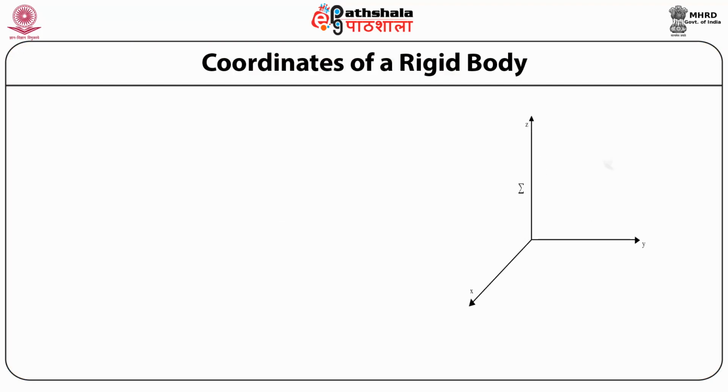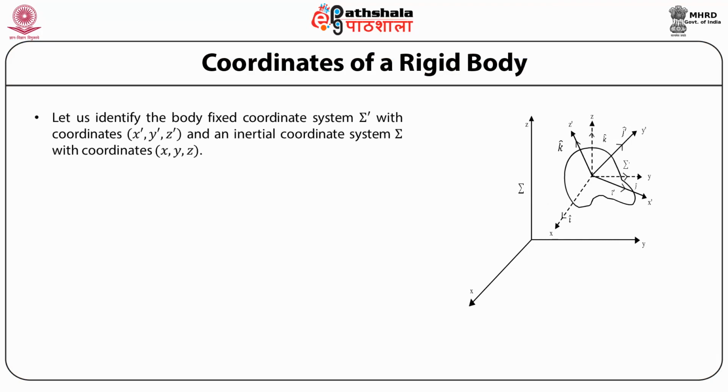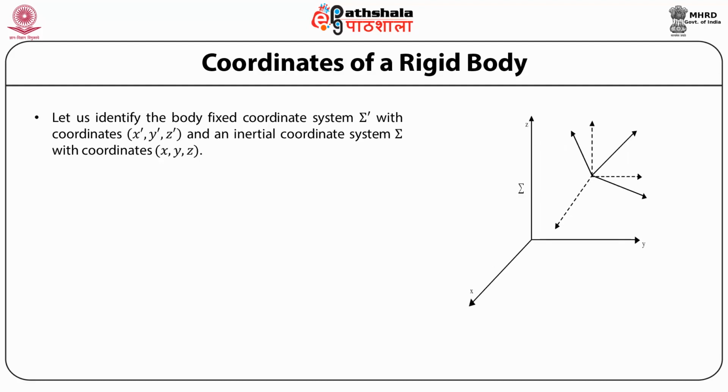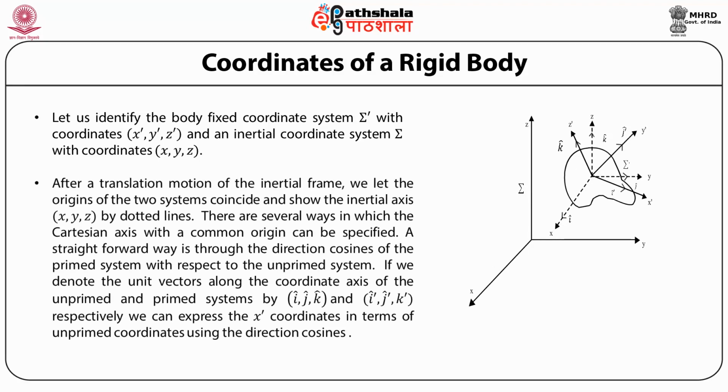We fix the coordinates of a rigid body to begin with. So let us identify the body fixed coordinate system sigma prime with the prime coordinates x prime, y prime, z prime, and an inertial coordinate system sigma with the unprimed coordinates x, y, and z. Just refer to the figure. Then we make a translation motion of the inertial frame so that the origin of the two systems coincide, and we have shown the inertial axis now by dotted lines.